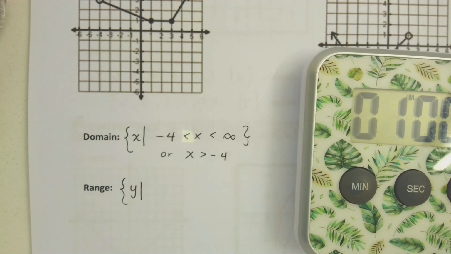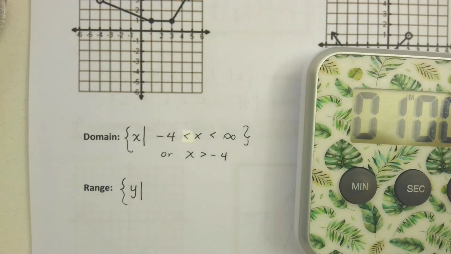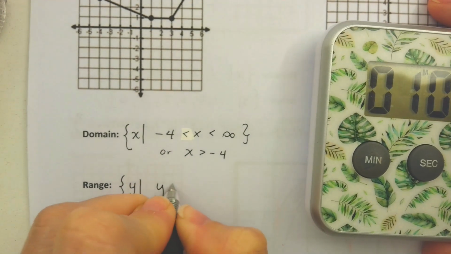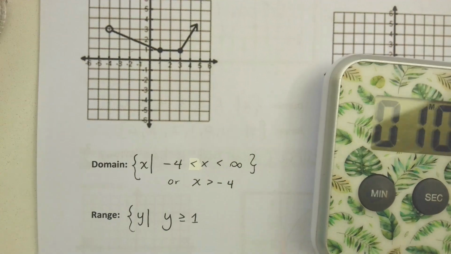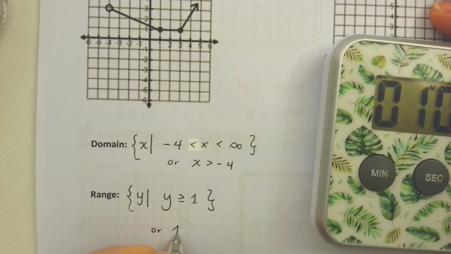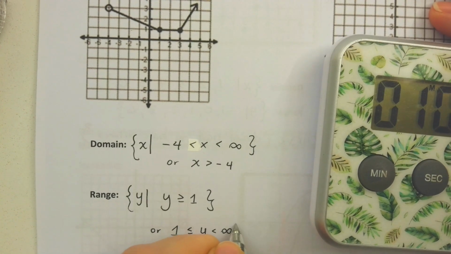Okay, I see some people did the double-sided. Good job. Some people just did one-sided and just said y is greater than or equal to 1. Is it greater than 1 or greater than or equal to 1? Greater than or equal to 1. Basically just saying it's everything here and above. We could have also said 1 is less than or equal to y, which is less than infinity.